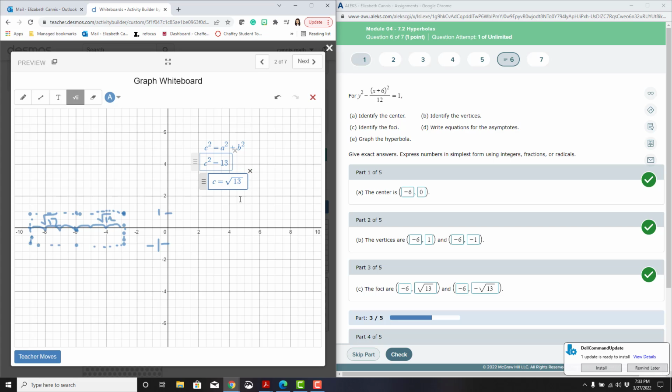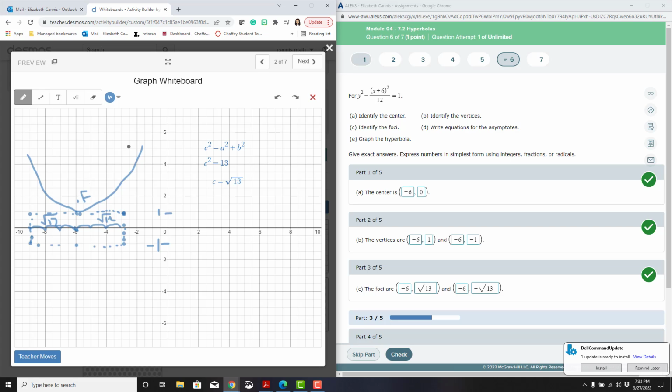Okay, so our graph is going to open up in this kind of direction. And so our focus has to be somewhere in here. It has to be a little bit past our vertex. That's where our focus is supposed to be. So it's going to go up like square root of 13. So this distance from the center is the square root of 13. Okay, so it's really messy, but you could kind of get the idea there.